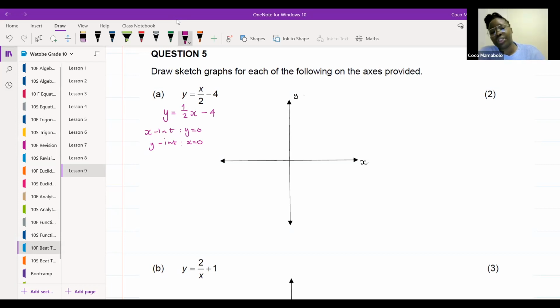And if you're done with this one, because it is quite easy, have a look at question B there at the bottom. Okay, and I will give you guys this one. Yes, you guys are 100% correct. This is the hyperbola. Okay, it's a hyperbola.